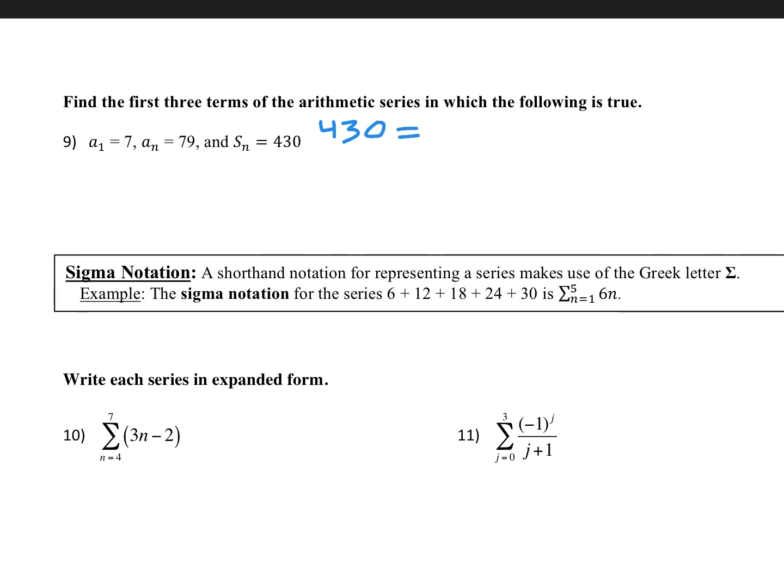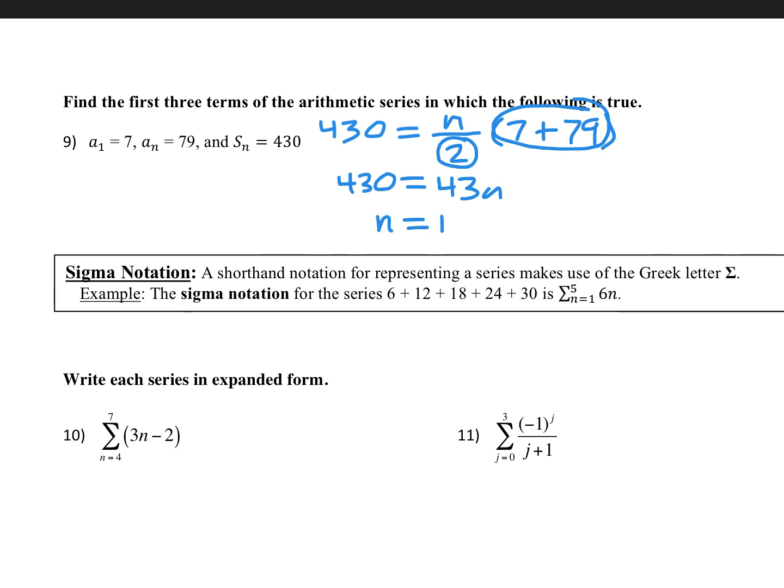So Sn equals n over 2. Now, I don't know what n is, so I'm just going to write n. But I do have everything else in the formula. So Sn equals n over 2 times A1 plus An. So if that's the only thing missing, we can solve for it. So 430 equals, all right, I'm going to do 2 steps in one. This is 86. 86 divided by 2 is 43. So 43n.